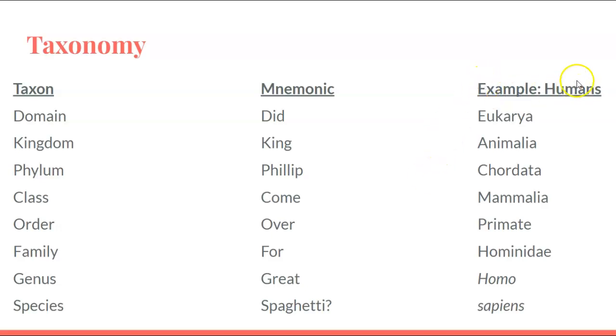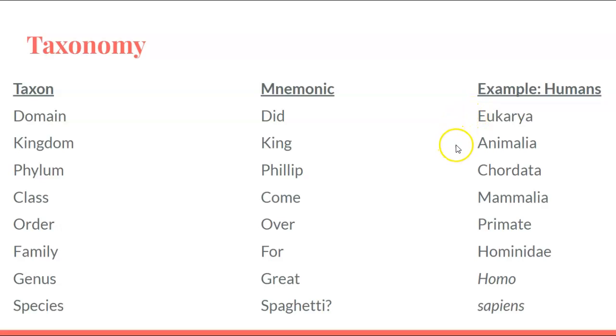And I wanted to give you an example just so that you could see exactly how we would classify a specific organism. In this case, we're going to talk about humans. So the domain in this case is Eukarya, and we've talked about eukaryotes before, and that's exactly what this means. So Eukarya is just any organism whose cells have a nucleus. Very, very broad. Pretty much everything except bacteria fall under this domain. So that's a lot of organisms.